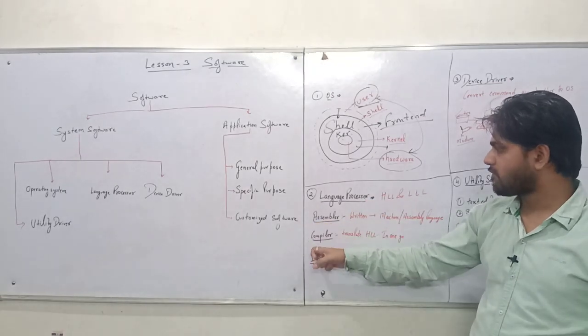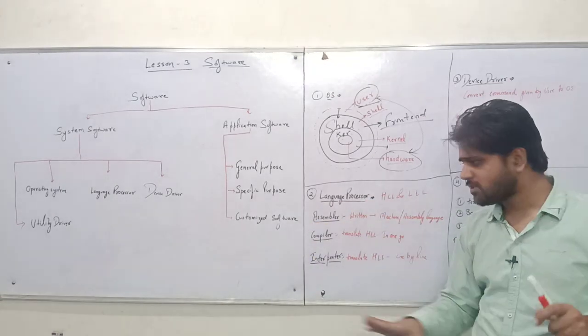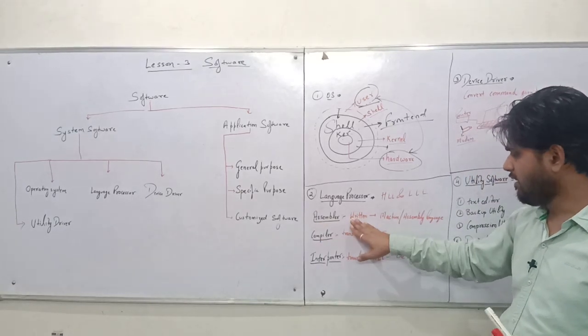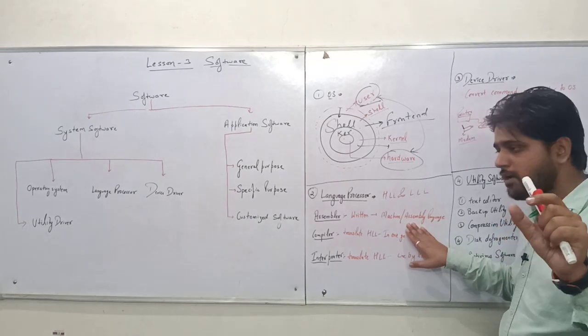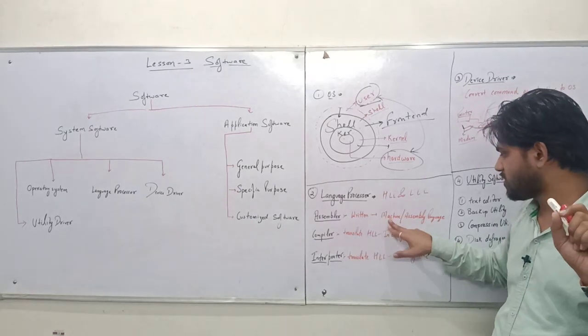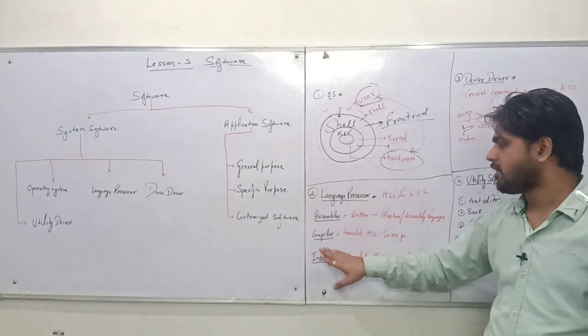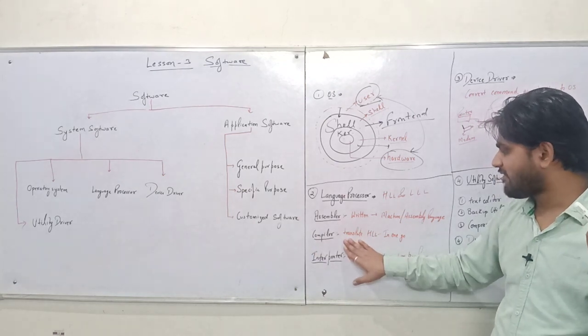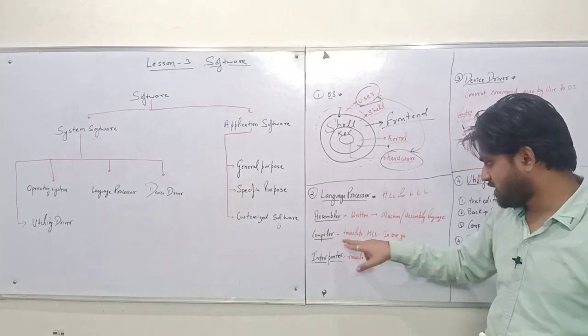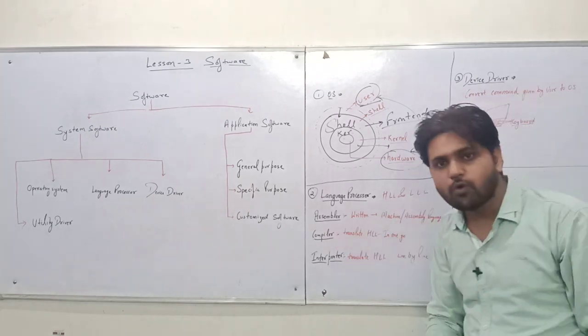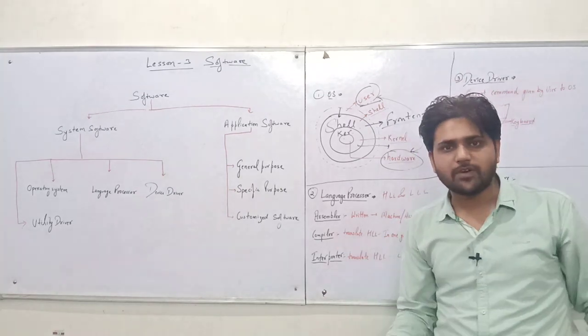We have three types of language processor. Basically we use an assembler, which converts the written codes into machine level format or assembly level format. A compiler translates high level language in one go to machine language. Means if you are going to write a full code, you have written the code in the C language.